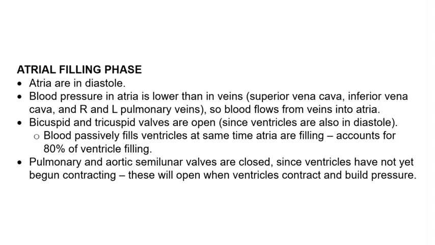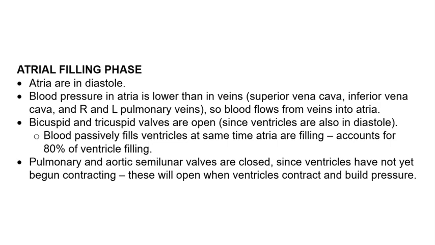The atrial filling phase is the time during the cardiac cycle when the atria are in diastole. At this time, blood pressure in the atria is lower than in the veins, such as the superior vena cava, the inferior vena cava, and the right and left pulmonary veins. So blood flows from those veins into the atria. Recall that the superior and inferior vena cava deliver blood to the right atrium, and the right and left pulmonary veins deliver blood to the left atrium.